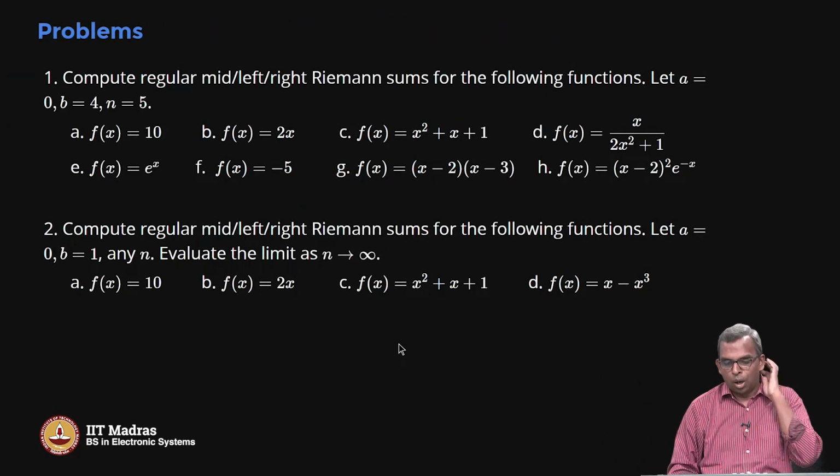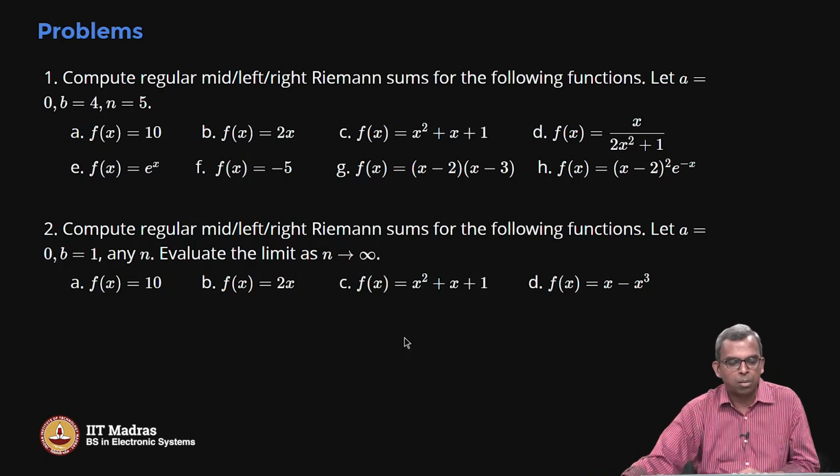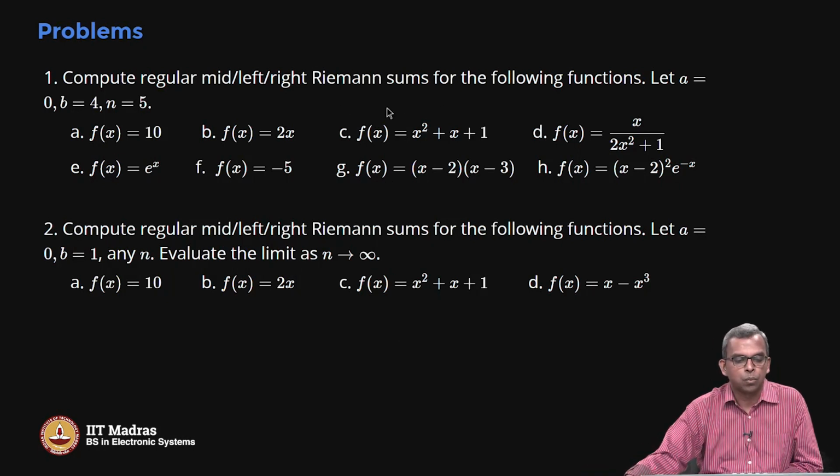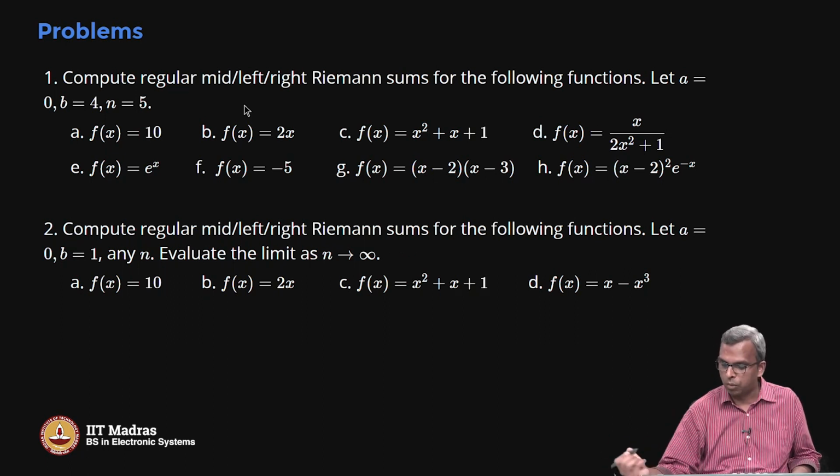Alright, so let's do a few problems here. The problems are in computing Riemann sums. Okay, so here are a few functions and you have to compute the Riemann sum for a equals 0, b equals 4 and n equals 5. I'm going to show you for one or two functions just to show how it works. Let's pick very easy cases and slightly more complex cases. I will do Riemann sums very quickly for you.